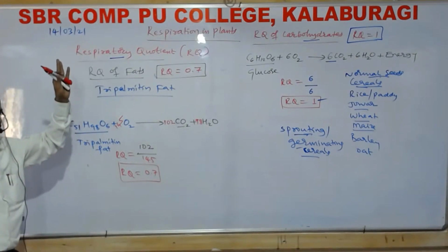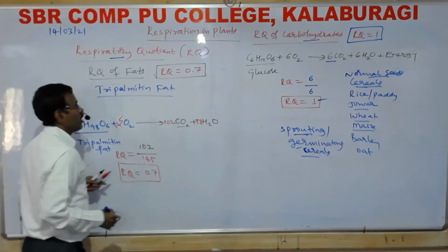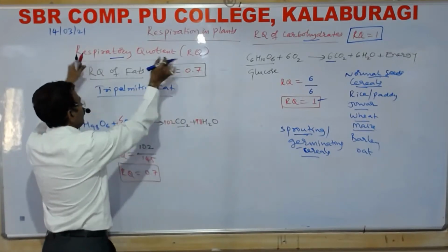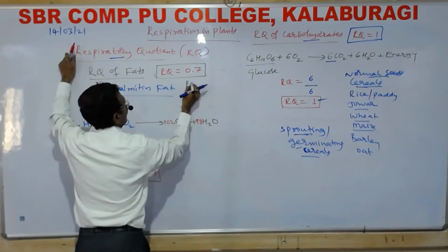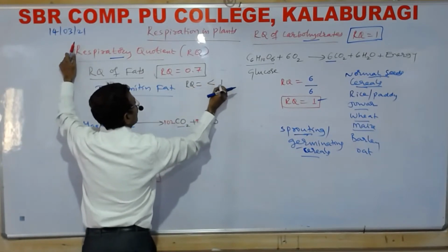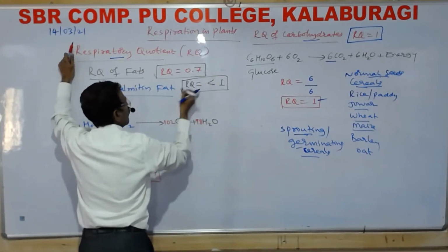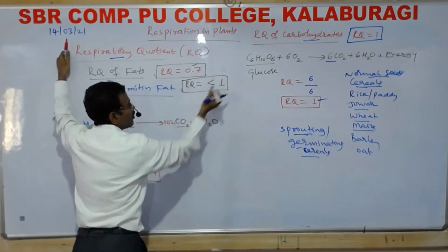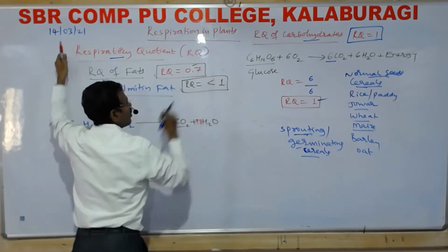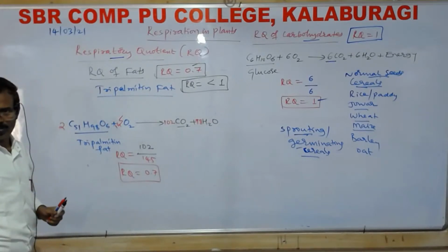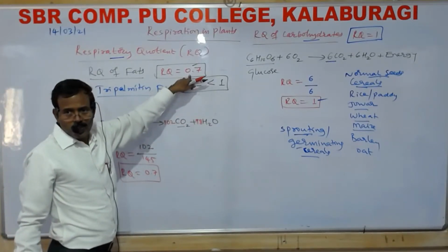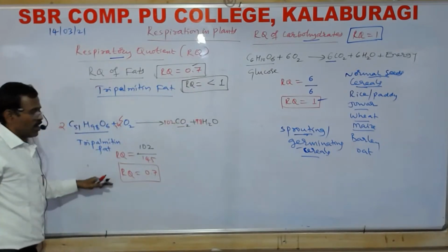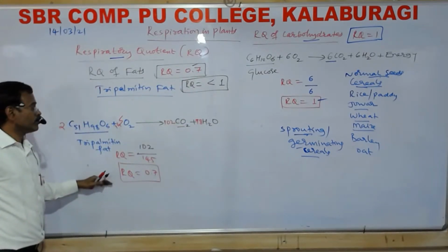Now you see here, why this RQ value? Usually how do we write the RQ of fat? Usually we say RQ is equal to less than 1. In this way we write. This is the exact value. Less than 1 means how much there? 0.7. So why is the RQ value less than 1 here, or 0.7?